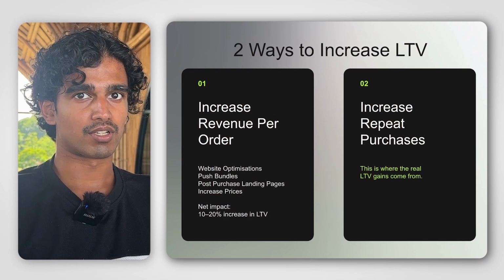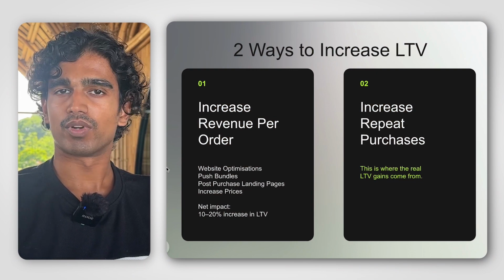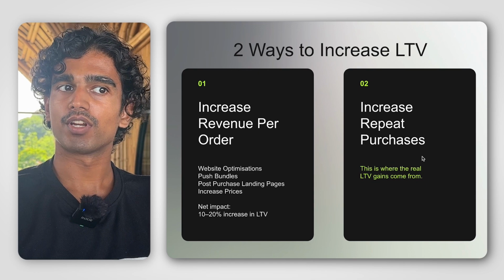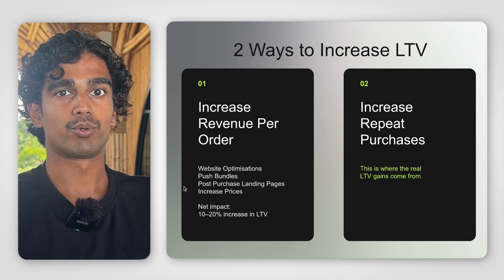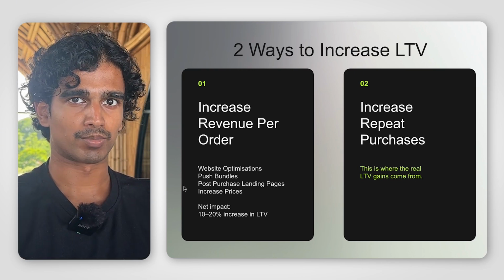Okay, so there's two ways to increase lifetime value. Number one, increase revenue per order. Or number two, increase your repeat purchase rate. Now, to increase your revenue per order, that's basically increasing your average order value, which is mostly website-based optimizations.